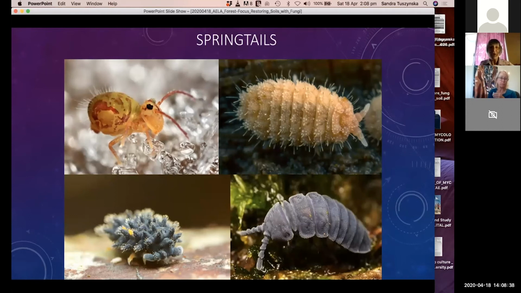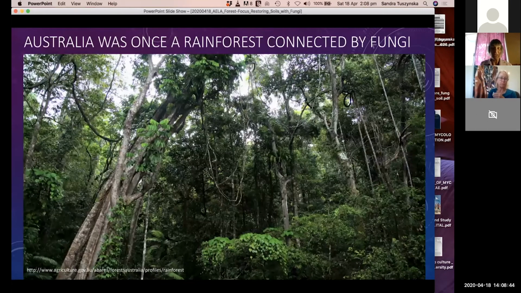I've heard and read, and correct me if I'm wrong, that there's a possibility that Australia was once a rainforest entirely connected by fungi. And in fact, in the Nullarbor, tree kangaroo bones have been found, maybe even fossil, but I think they were actually bones. So very interesting to think about.